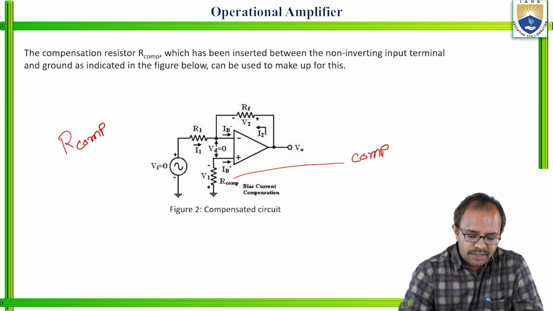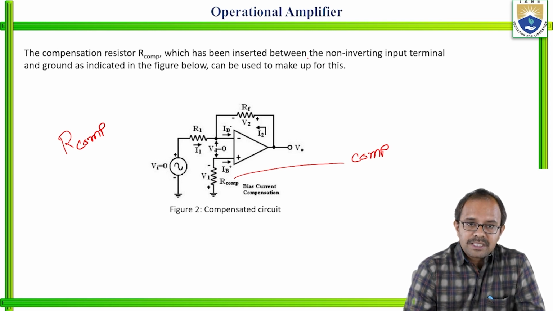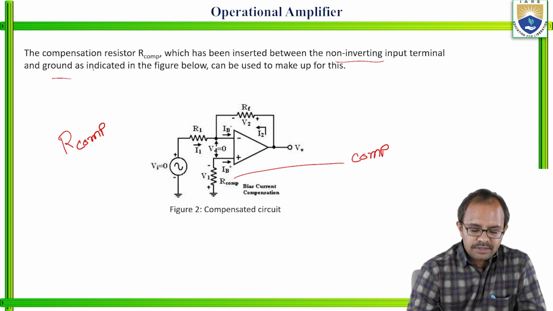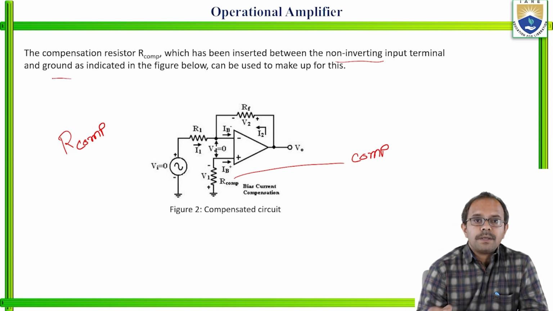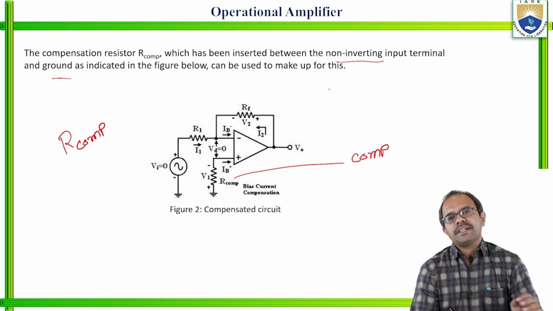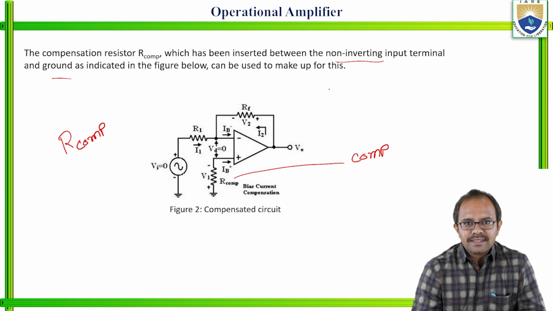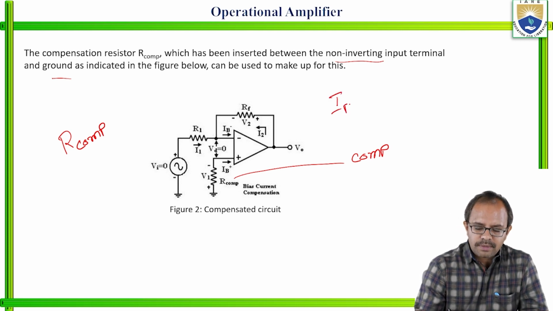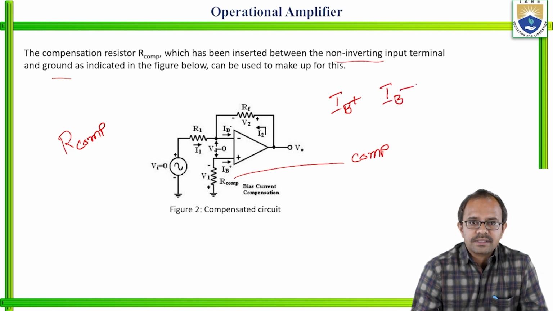Here I am going to introduce the compensating resistance. It has been inserted between the non-inverting terminal and the ground, right? That you can see clearly here. The purpose of introducing the compensating resistance is to balance both biasing currents, IB plus as well as IB minus.